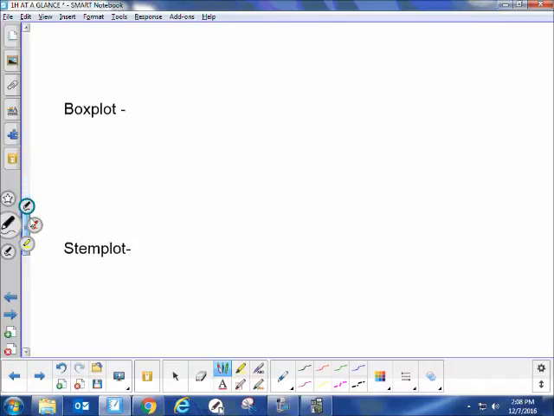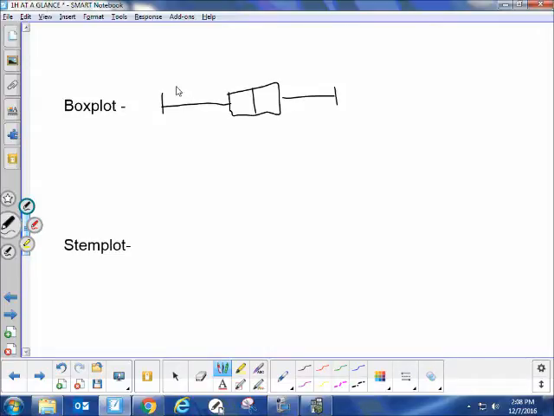Okay? Now, ways we can display data, besides pie charts, line charts, graph charts, or box plots. Box plots typically look like this. And what's important about box plots is that our data is spread out into quartiles. 25% of our data is between the minimum and Q1. 25% is between Q1 and our median. 25% between our median and Q3. And 25% between Q3 and our max.